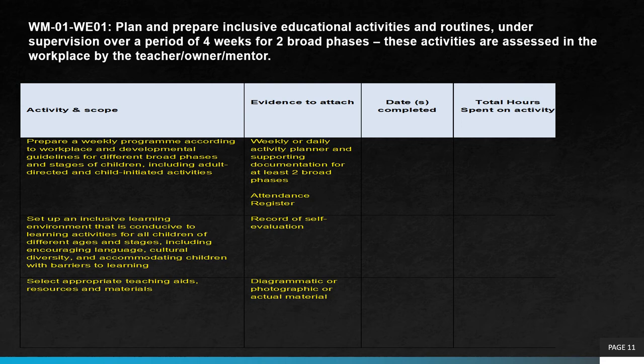What do you have to have? You have to have an attendance register. You're going to have a record of self-evaluation. All those aspects they are telling you have to have. Set up an inclusive learning environment that is conducive to learning activities for children at different ages and stages. Remember, I've used 5. You don't have to use the age of 5. You can use whatever you like.